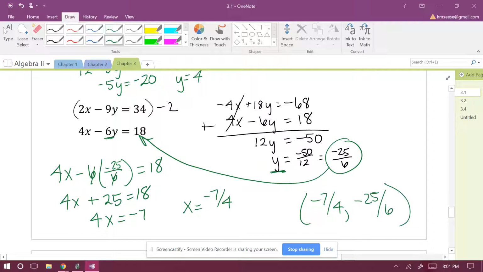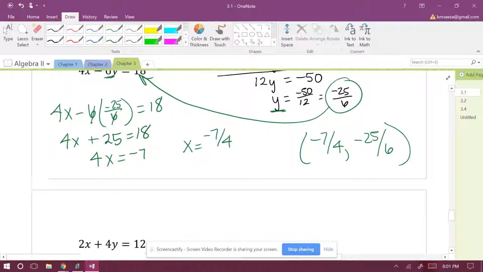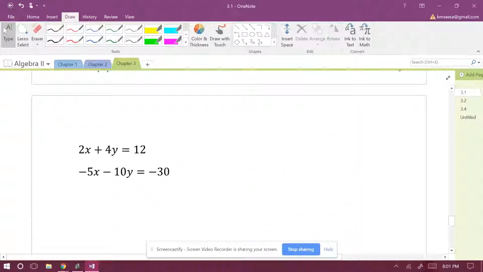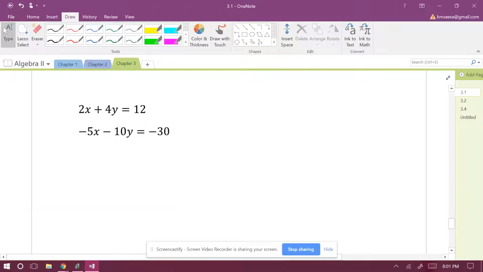So finding that graphically would be really difficult. In substitution, it's even a little trickier, but with elimination, it worked out pretty smoothly. Yes, you may have fraction answers, and that's going to be fine. Right? So what I would like you to do is get started on this next one, and you may run into an issue or two, so we will talk about that right at the start of the next video.